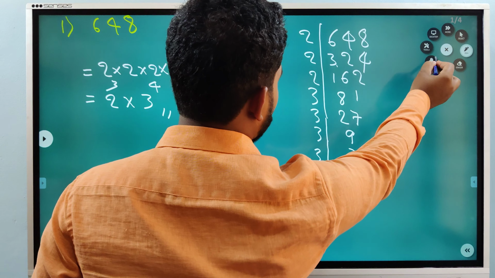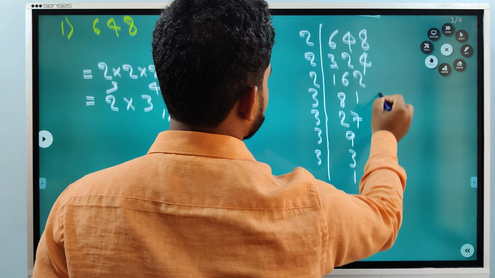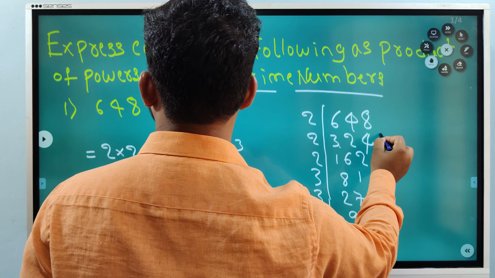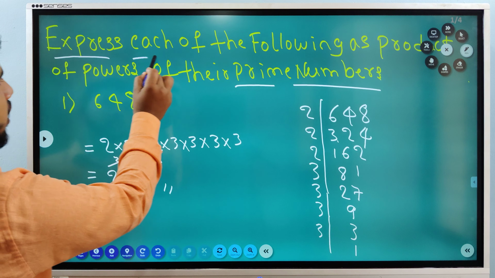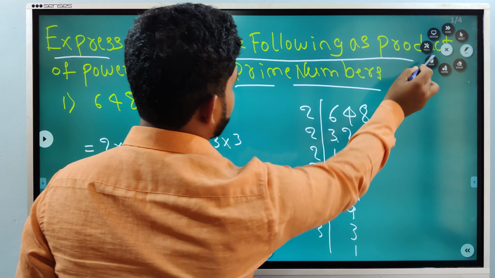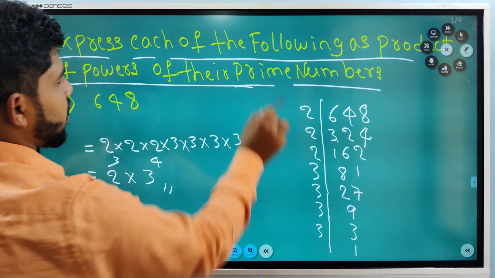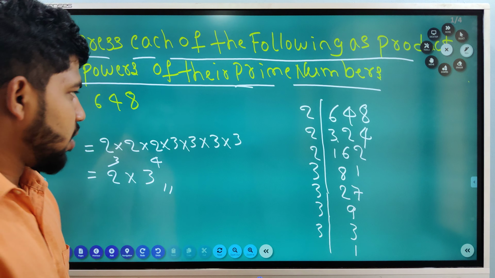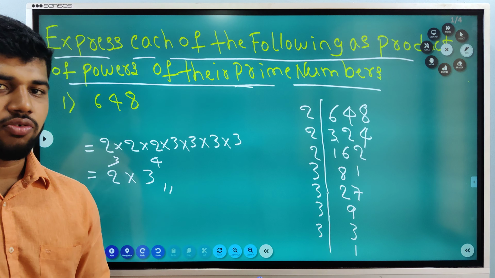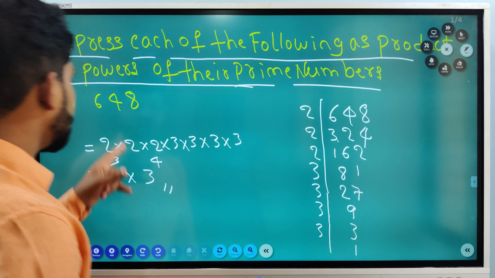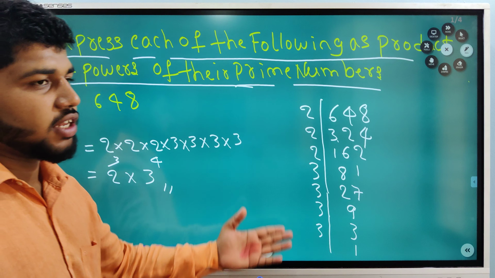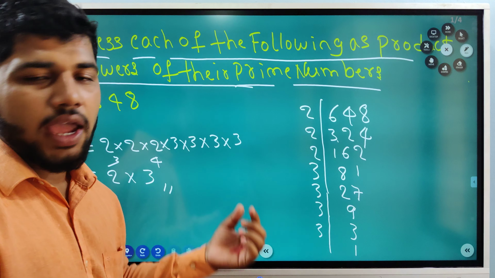Now look at the problem once again. What they are asking in the problem is to express each of the following as a product of powers of the prime numbers. You may have already learned in the lower sections what prime numbers are. The number which is divisible by itself is called a prime number. 648 is given. We already took the LCM by using the prime numbers 2 and 3.